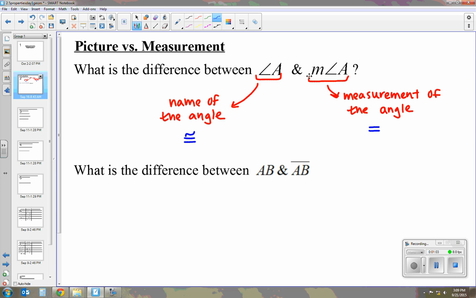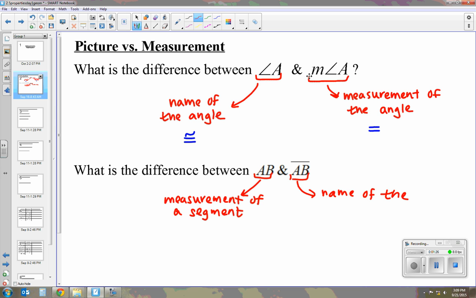Okay? Same thing with segments. The AB without the bar above it is the measurement of a segment. And the AB with a bar above it is just the name of the segment. And just like the angles, the measurement, we're only allowed to use the equal symbol, and the names, we're only allowed to use the congruency symbol. And you're going to be able to see that in a second.